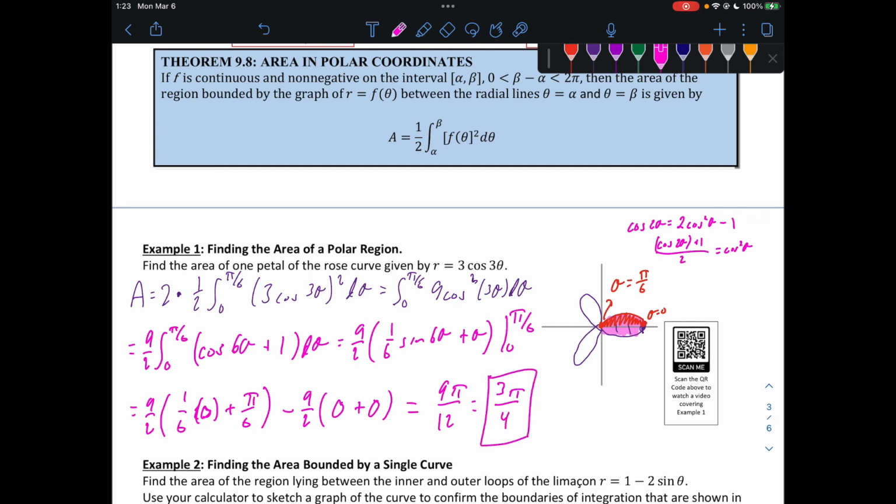Now the other way to do this is just to not put this 2 here in the beginning, just find the 1/2, find the formula of that, and then at the end you can double it, and it'll give you the same answer, but we did it all at once, and it worked out just fine.